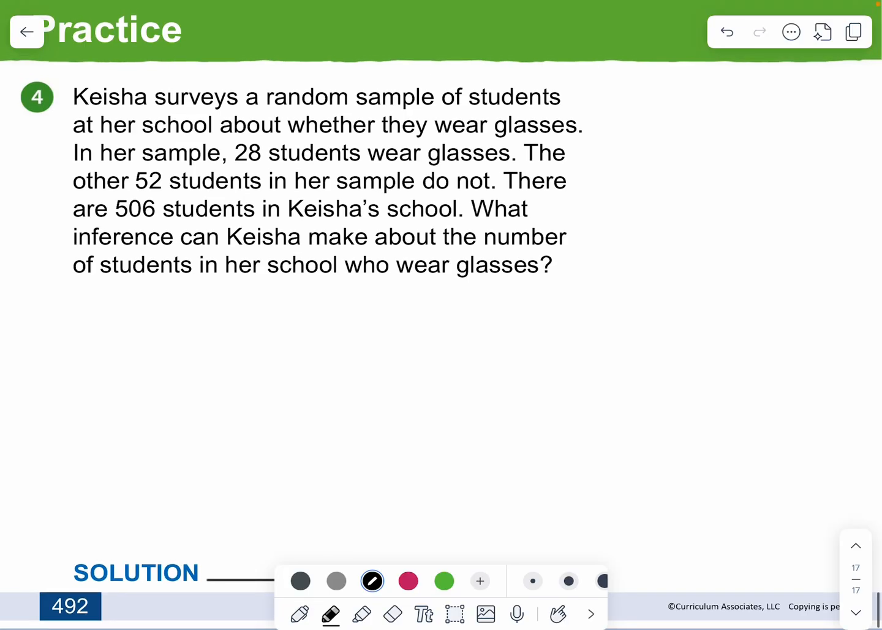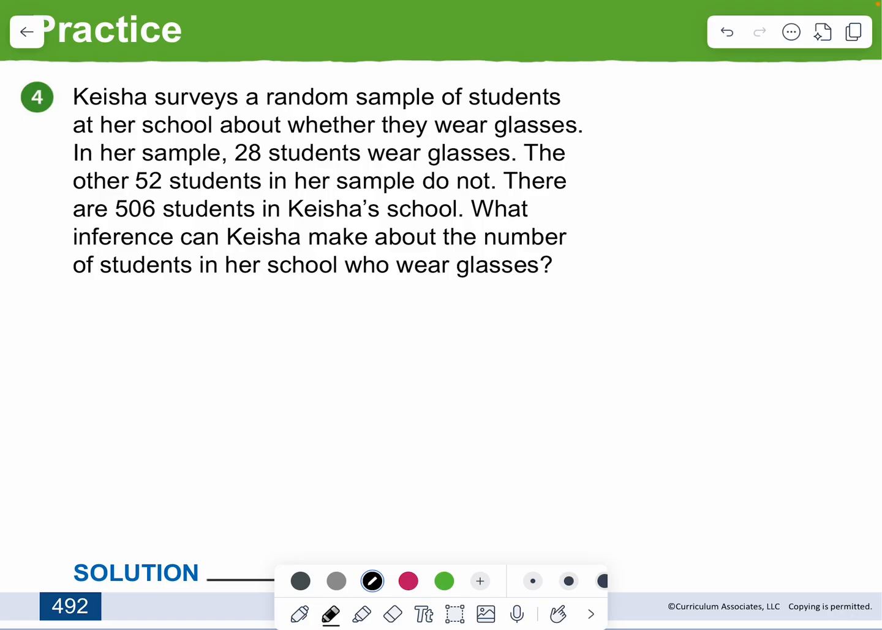And number 4, Keisha surveys a random sample of students at her school about whether they wear glasses. In her sample, 28 students wear glasses. The other 52 students in her sample do not. There are 506 students in Keisha's school. What inference can Keisha make about the number of students in her school who wear glasses?